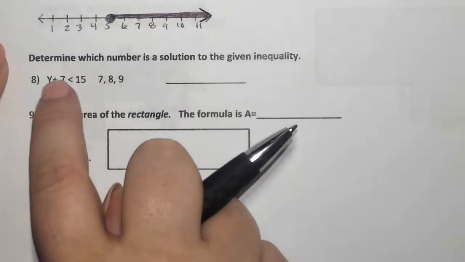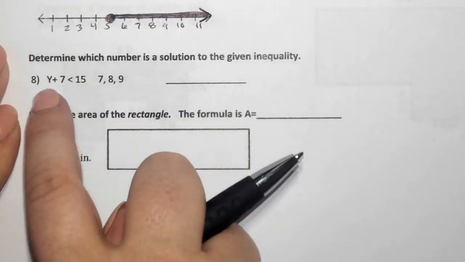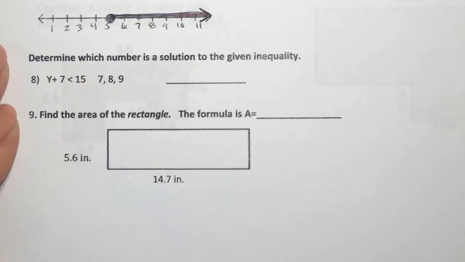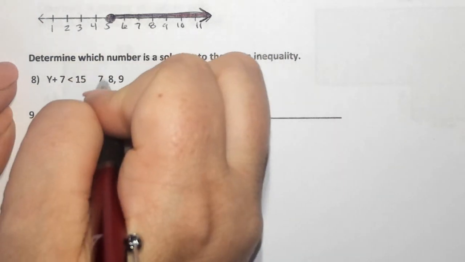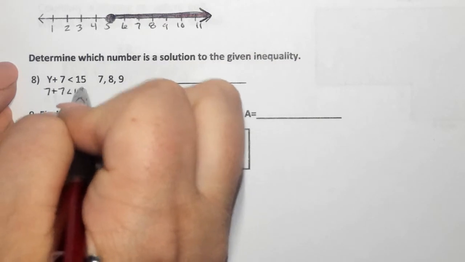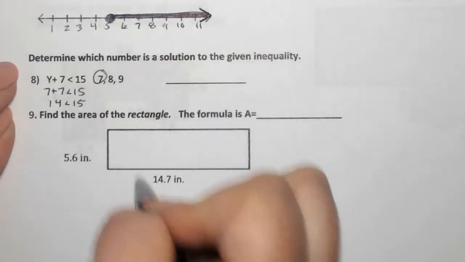All right. Determine which number is the solution to the given inequality. Guys, it gives you this problem. These are possible answers. To determine if it is an answer, we're going to plug it in. So in place of y, the first number I have is 7. So that gives me 7 plus 7 is less than 15. Is 14 less than 15? Yes, so that's an option.